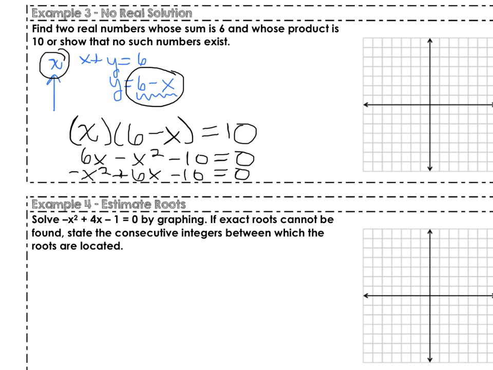So if I rewrite this in proper standard form, here is my equation. And now I'm going to solve it by graphing. So first off, I'm going to find my vertex. Negative b over 2a, my axis of symmetry. So negative 6 over 2 times negative 1. That tells me that I'm going to have an axis of symmetry at positive 3. Okay? And if I plug 3 into my function, I find that I have a y-coordinate of negative 1.